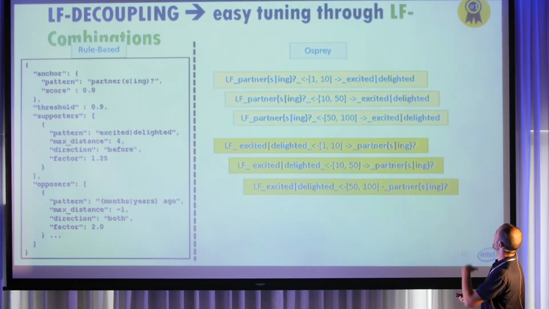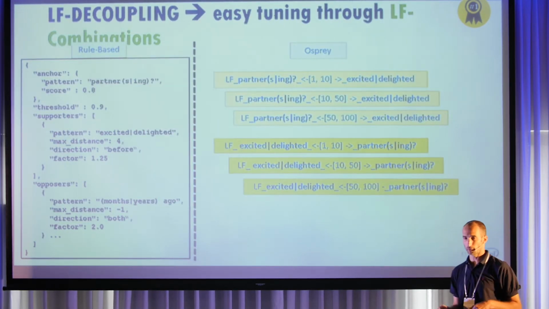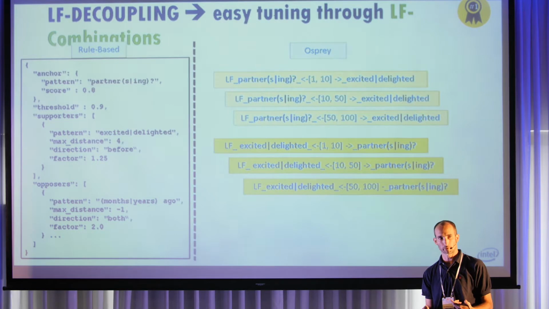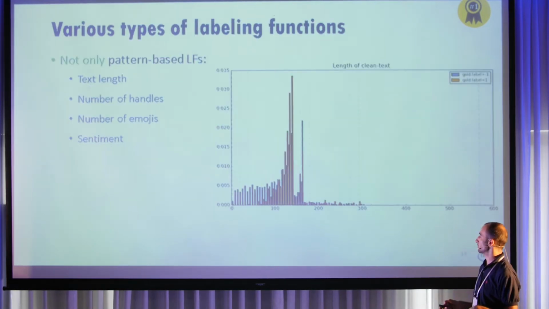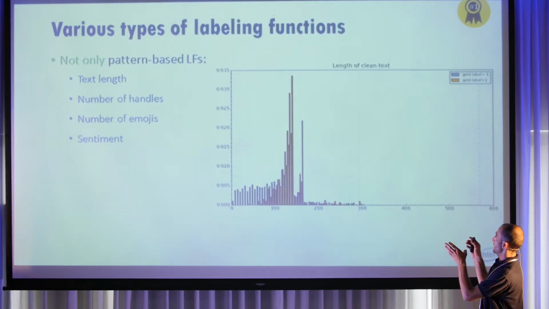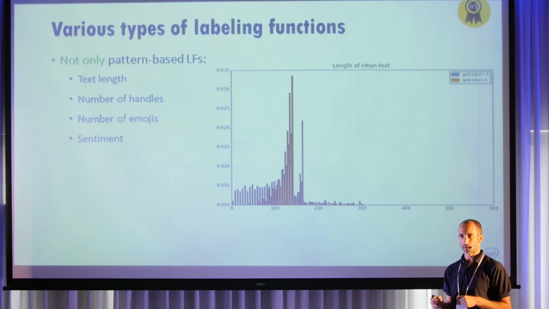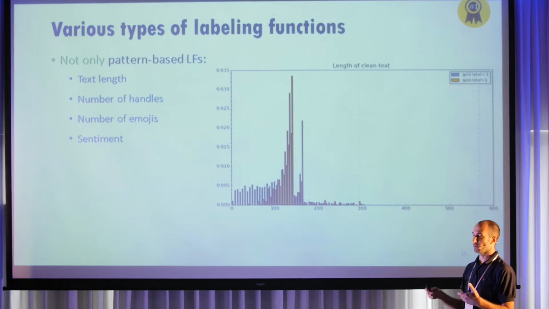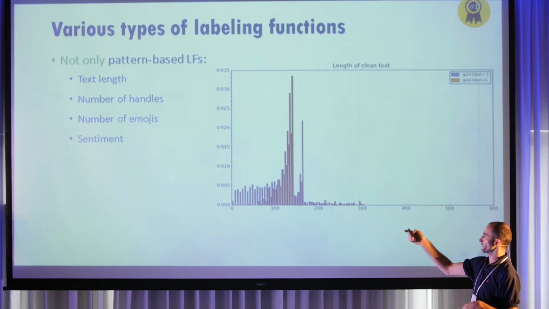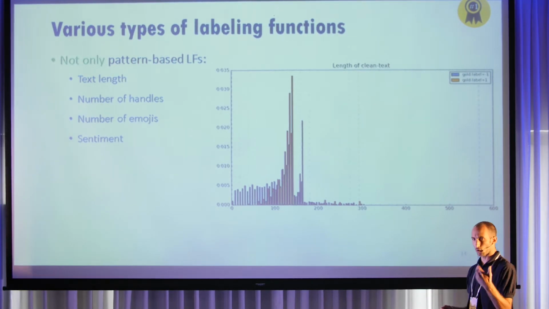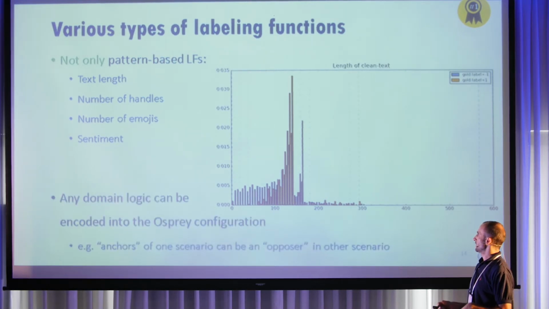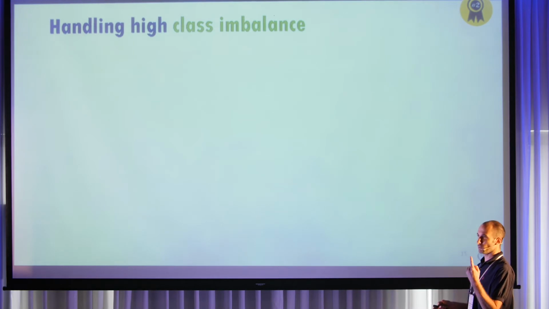Another thing that we do is create combinations. We took combinations of labeling functions and created new labeling functions. This is the automatic way of creating it. Another important thing to note is that not only textual data is important here, but also metadata about the tweet. So text length, number of handles, and number of emojis can also be auto-created by our system. This was the first one.